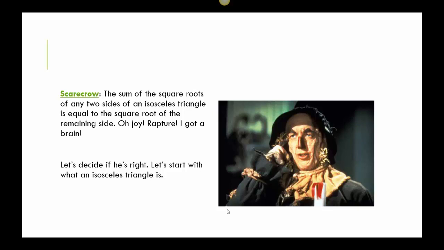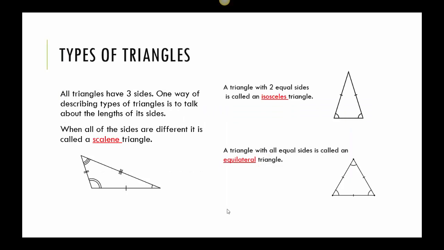So we need to start with reminding ourselves what is an isosceles triangle. So when we talk about triangle types, we can break them down in different ways. We can talk about their side lengths, and we can also talk about their angle measures. So when we're talking about something like an isosceles triangle, this has to do with the side lengths. So there's three ways of breaking down a triangle based on the side lengths.